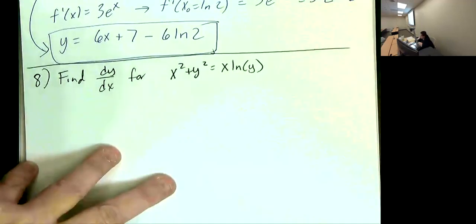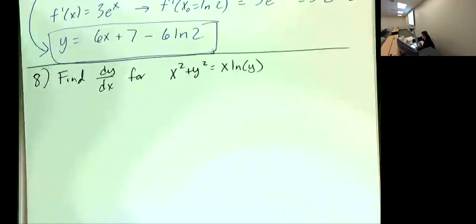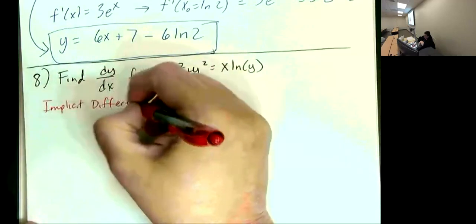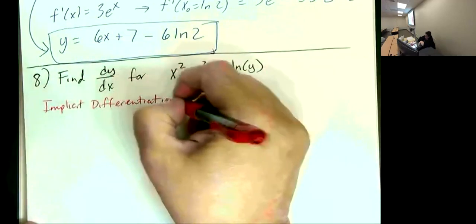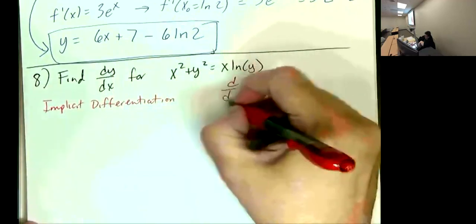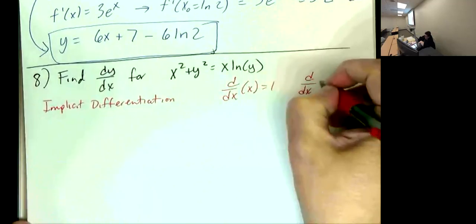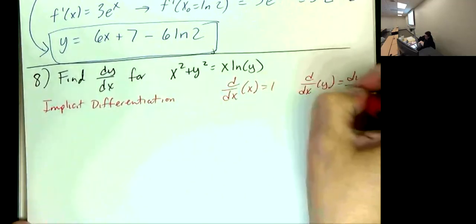Now, if you wanted to do this the good old fashioned way, you gotta get y by itself. But I see a y squared and I see a natural log of y. This is gonna be a mess if you try to do it explicitly. If you try to get y by itself, you're gonna be in trouble. This is an implicit differentiation task. So d/dx of x is just 1, and d/dx of y is dy dx. That's the idea here.